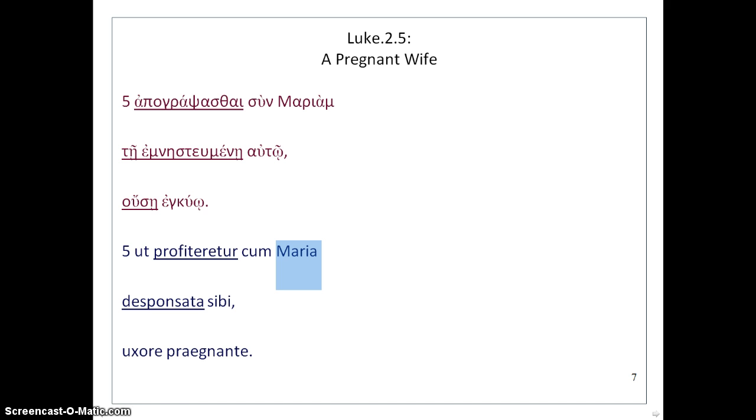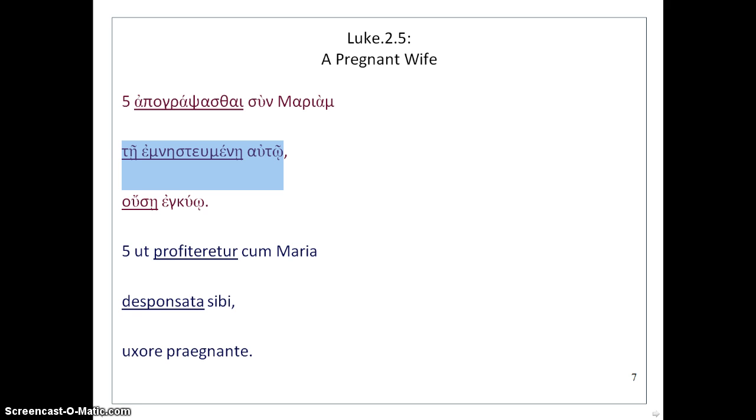Maria. In both languages, the relationship of betrothal is expressed through the use of a participle in the dative case. In Greek, we have te emnesteumene, which we can translate as a relative clause, who was betrothed to him. As we saw in the 2nd verse, a participle is a verbal noun derived from a verb, which is declined like a noun and not conjugated like a verb.